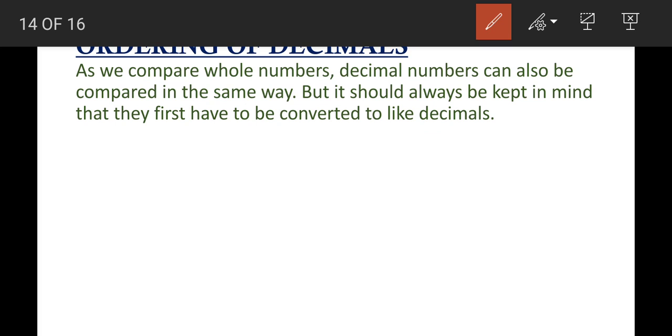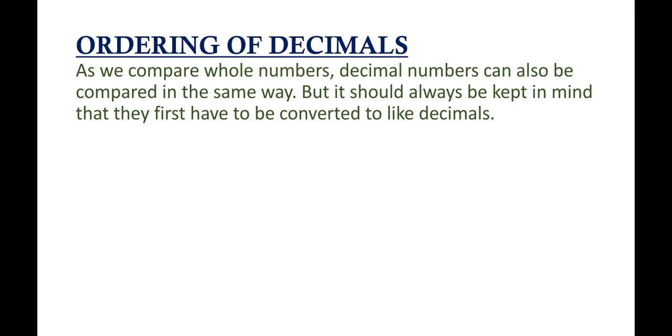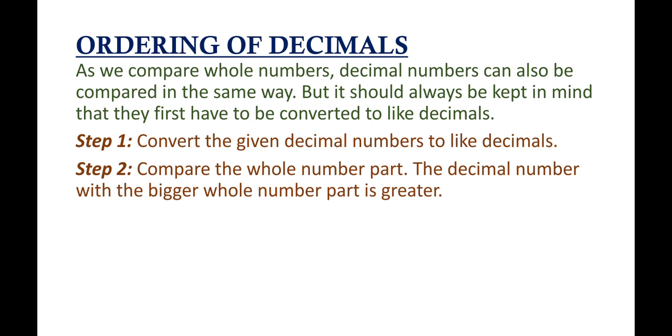But it should always be kept in mind that first we have to convert unlike decimals to like decimals. If it is in like decimals, no need to change. If it is not in the form of like decimals, you have to convert that to like decimals. First step is to convert the given decimal numbers to like decimals, as I have already told. Second step, compare the whole part.